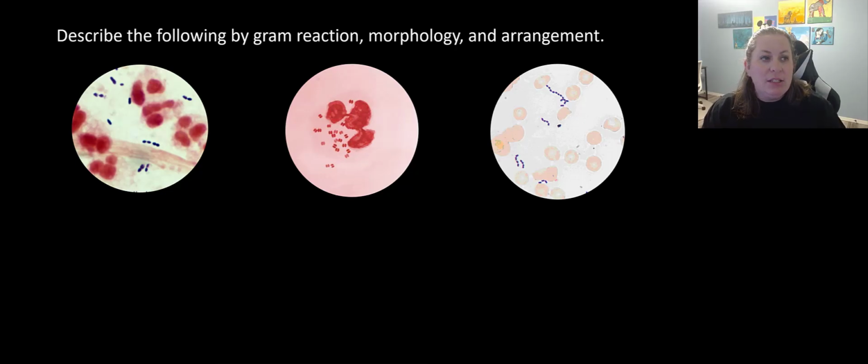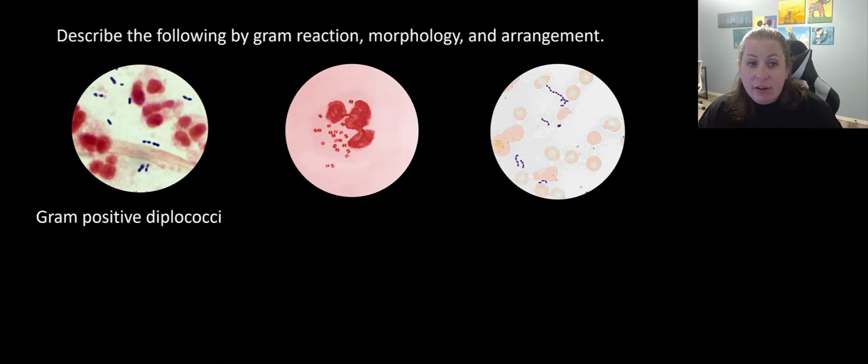So if we look at this first one, you'll notice we're going to be focusing on those little purple structures. Since they're purple, remember that is gram positive. If you'll notice, these guys are in pairs, so that's the diplo, and they are mostly circular, so this is cocci. So this is gram positive diplococci.